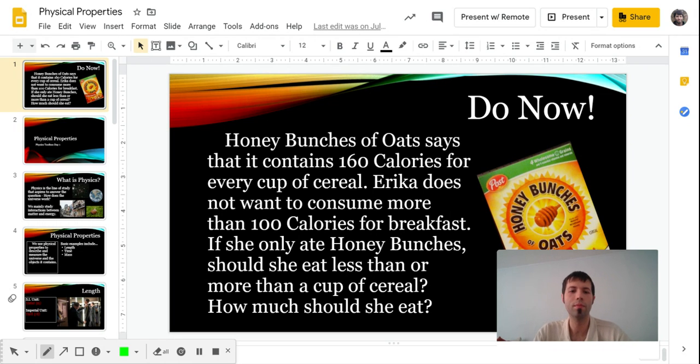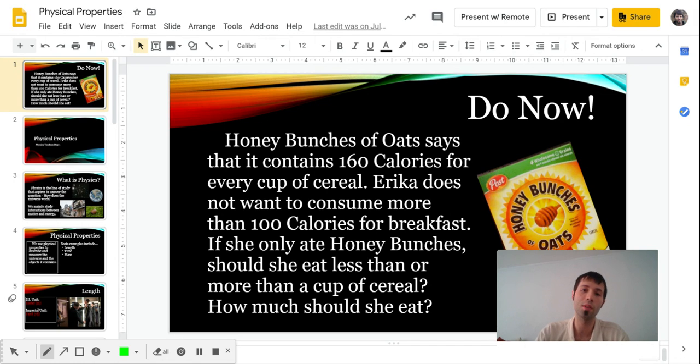All right, so this question says, Erica does not want to consume more than 100 calories. So her limit is 100 calories. Each cup contains 160 calories. So since 100 calories is less than the 160 calories per cup, she should eat less than a cup of cereal. So this is just kind of a problem, and we use physics to understand it. You might not know that the word calorie is a unit of energy. We'll be talking a lot about energy this term. So that's how we measure energy.